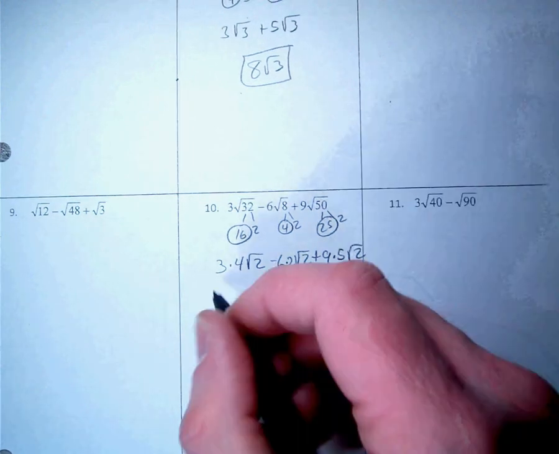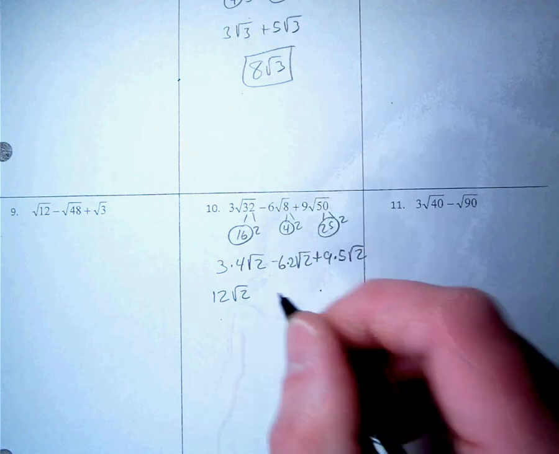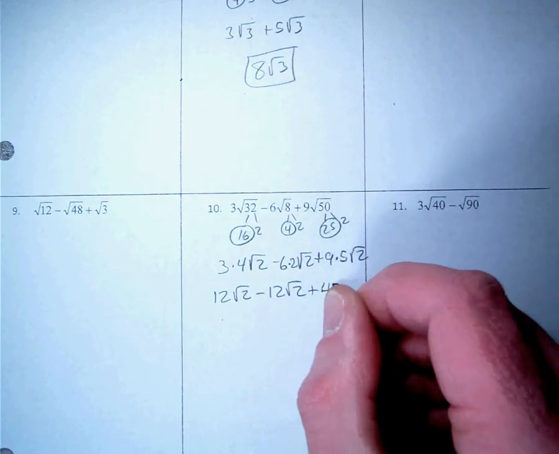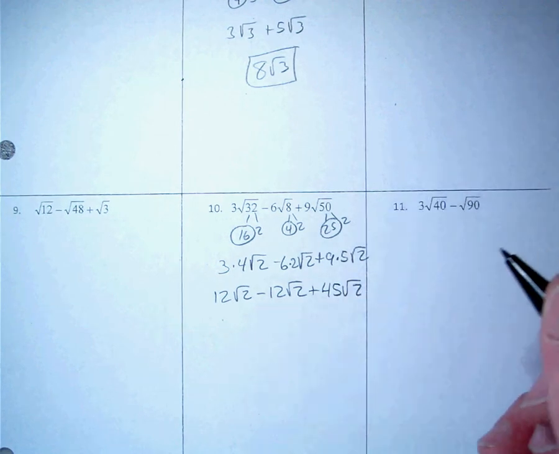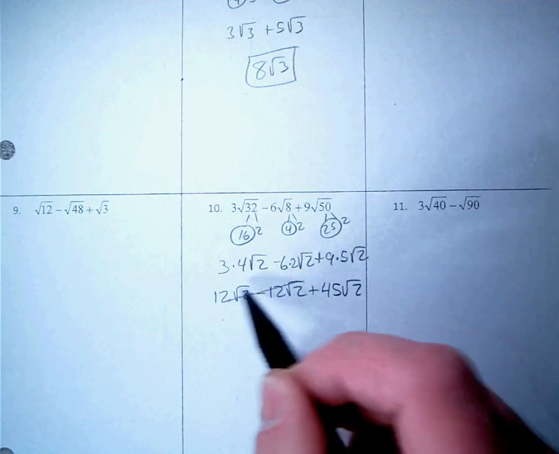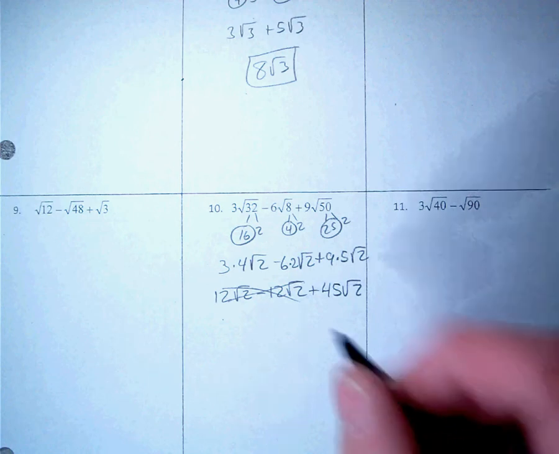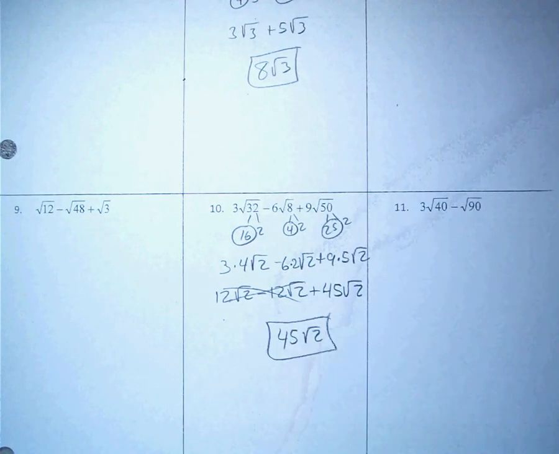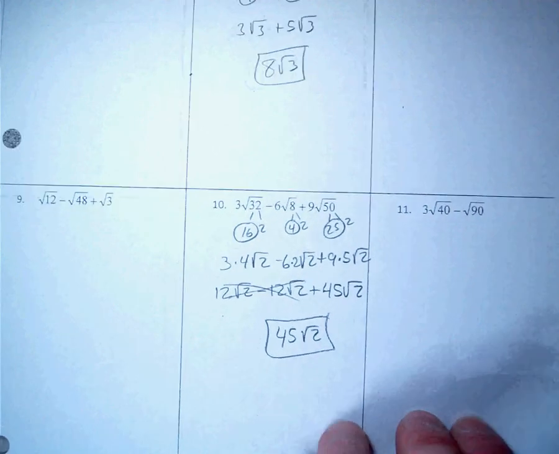Let's clean this up a little bit. We'll get 12 square root 2 minus 12 square root 2 plus 45 square root 2. Those are going to undo each other. Gone. We're left with 45 square root 2. Let's flip it over.